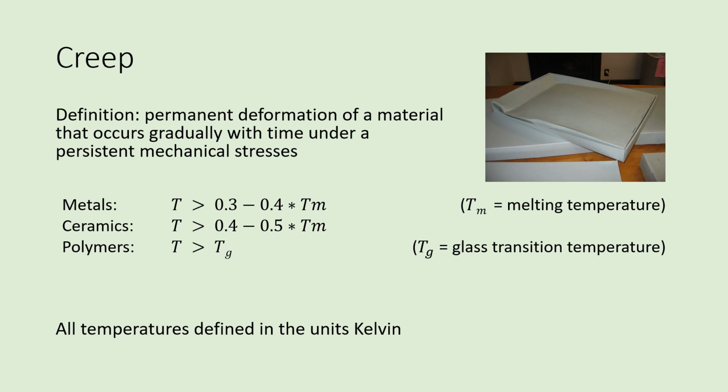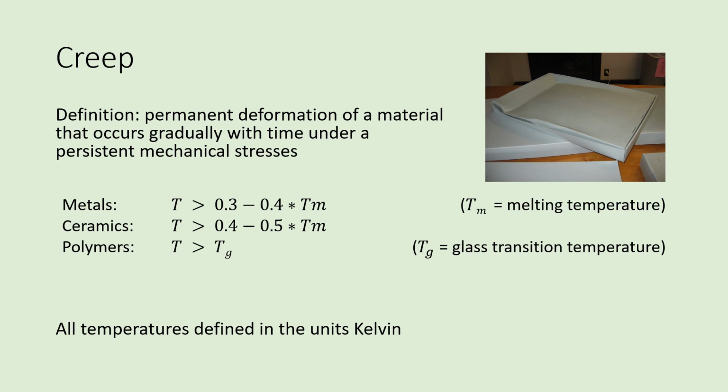In metals and crystalline ceramics, creep deformation generally only becomes large enough to be important at temperatures between 30 and 60% of the melting temperature, T sub m. However, like I said before, this is only a general rule of thumb because creep can occur at lower temperatures as well.